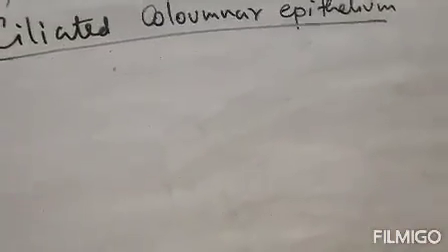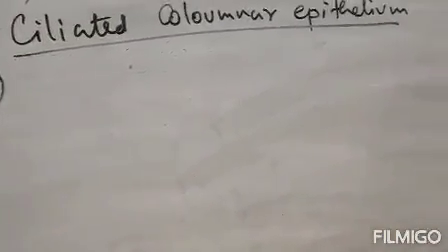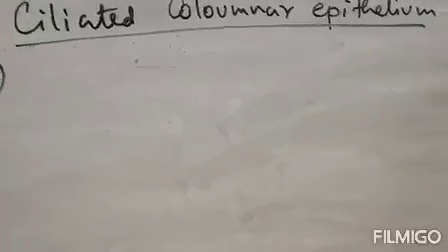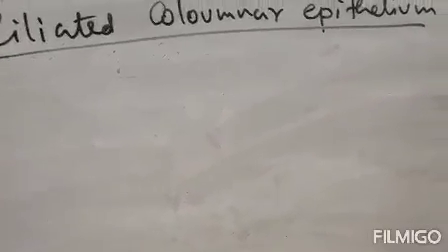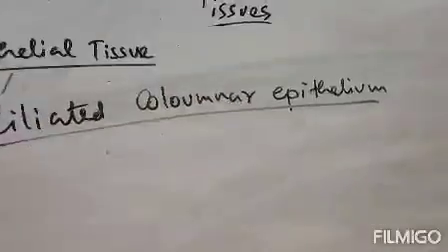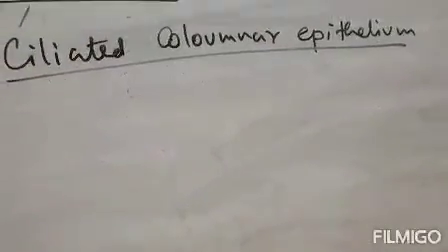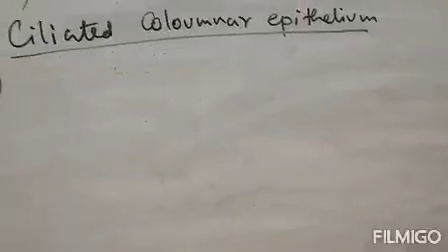So when columnar epithelial cells possess a cilia-like structure, cilia-like structure means hair-like structure. Here cilia means hair-like structure. So when columnar epithelial cells possess cilia or hair-like structure, then it is called ciliated columnar epithelium.